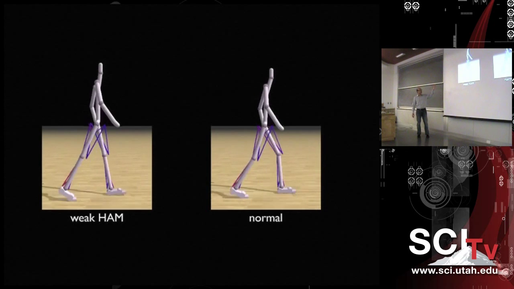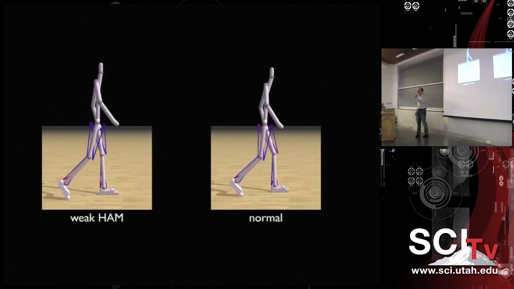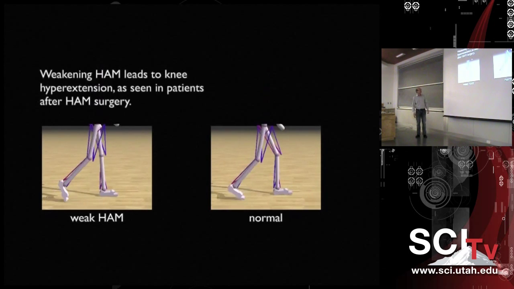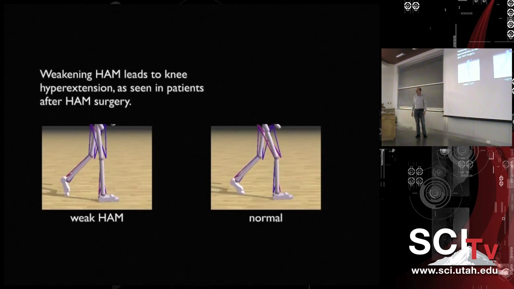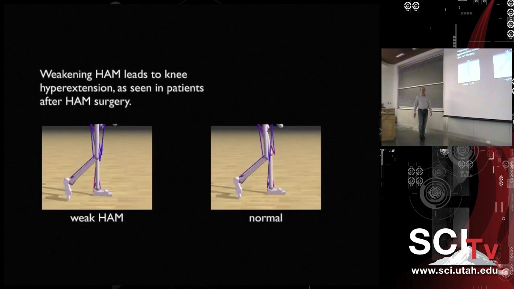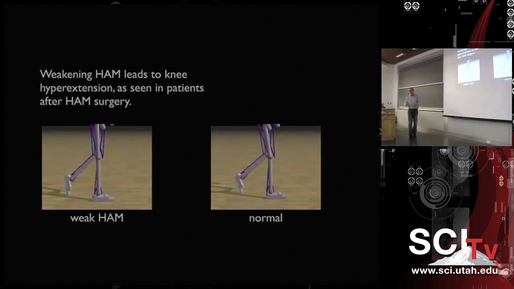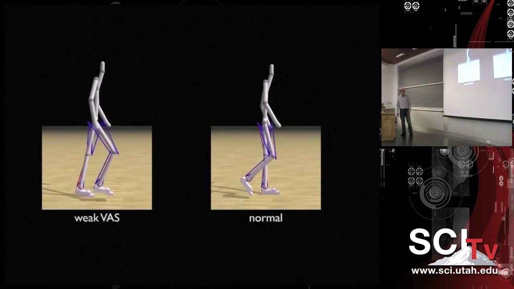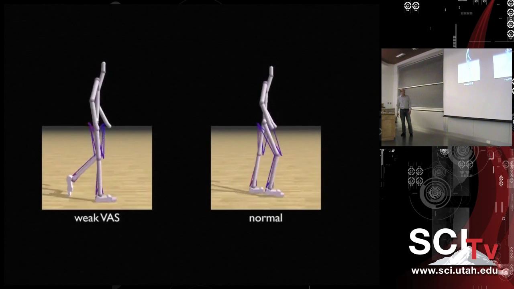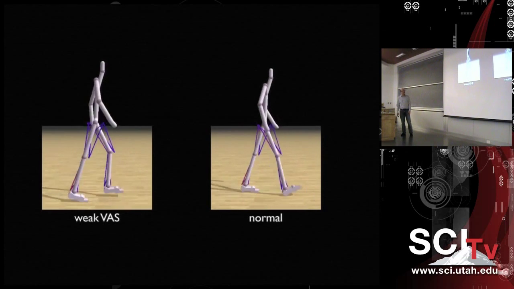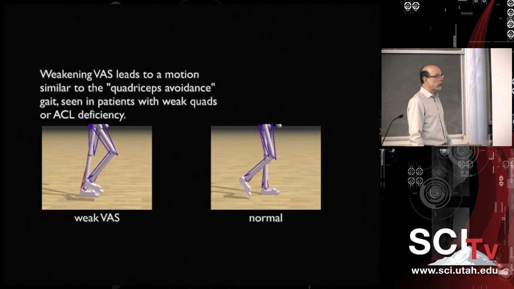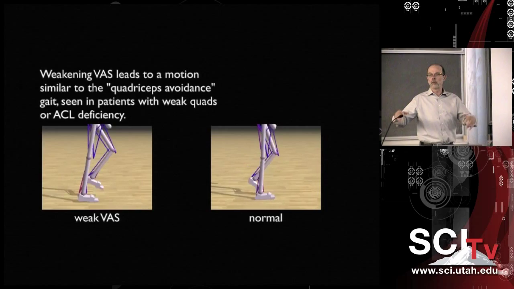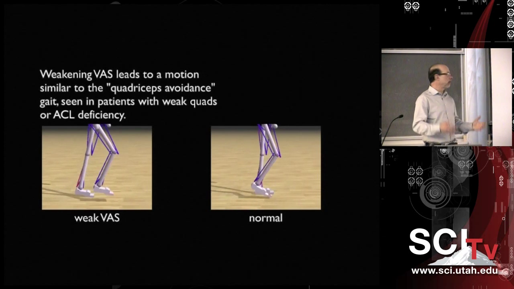We can weaken the hamstrings. It's exactly what happens if somebody has a hamstring surgery and didn't need it. They get this knee hyperextension gait. Their hamstrings aren't active and they land with a really extended knee. I'm not sure this is what's causing it, but it was remarkable. With weak quadriceps, you get this quadriceps avoidance gait. So it's pretty cool. We have this controller where we can weaken muscles and see what happens.